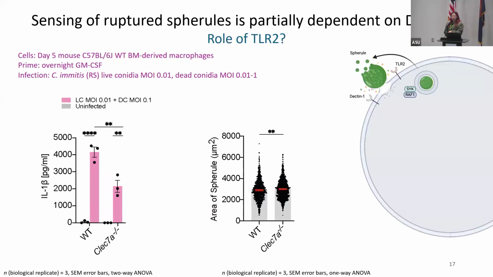To investigate whether a macrophage can sense these large structures, we utilized a Dectin-1 knockout, where Dectin-1 is encoded by the CLEC7A gene. And we saw that they release less IL-1 beta and also produce slightly larger spherules than wild type. This was really surprising to us, that IL-1 beta release wasn't completely inhibited, which suggested that TLR2 may also play a role in recognizing and responding to ruptured spherules.